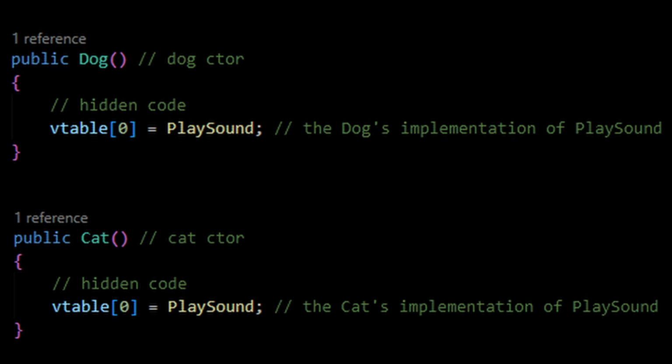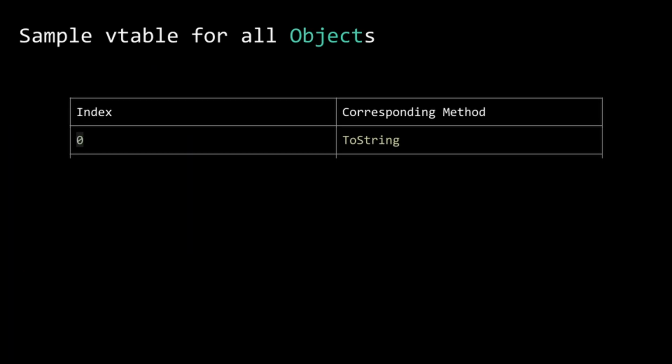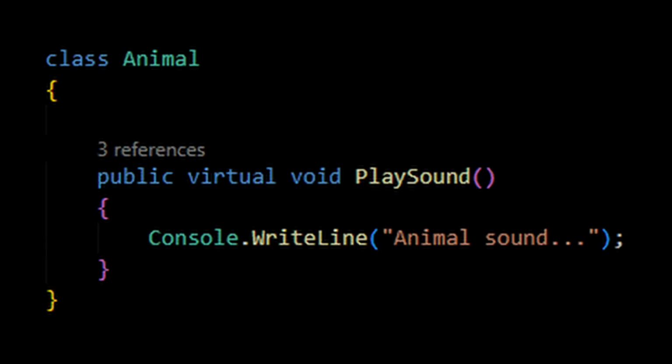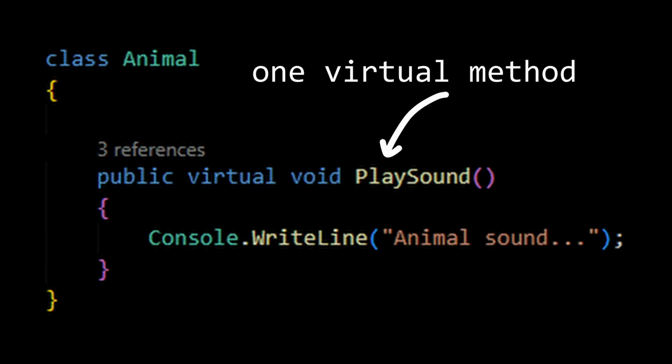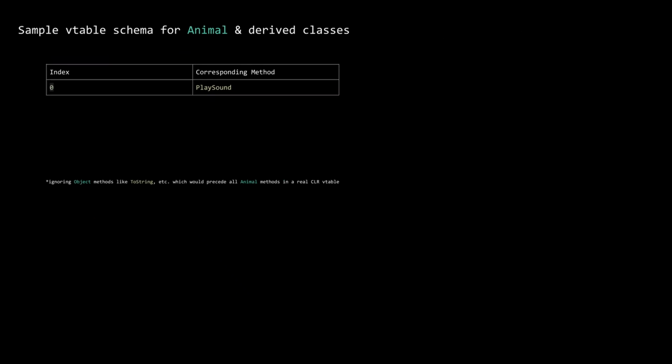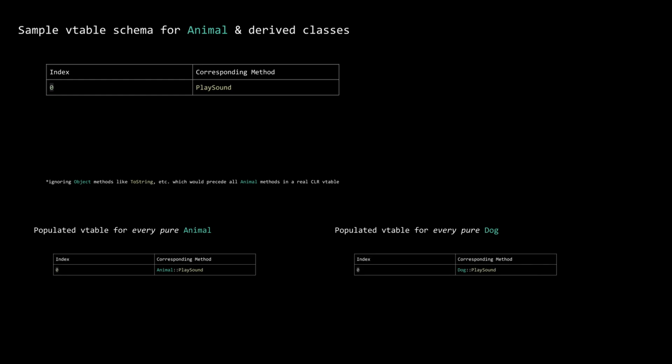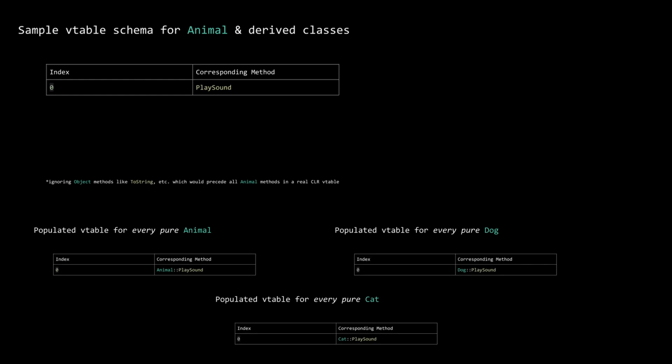The vtable is essentially a list of the addresses of overrides for the object's runtime type. In this example, our base class only had one method. So if we instantiated a base animal, we would get a vtable with a pointer to animal play sound at index 0. The vtables for dog and cat might look like this. So regardless of what the variable is declared as in the code, real animal, dog, and cat objects will contain their respective vtables as an object field.